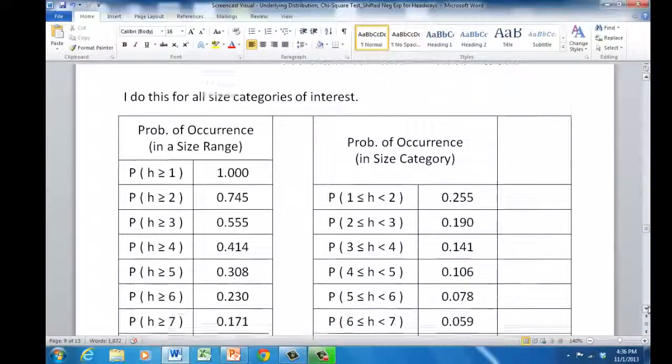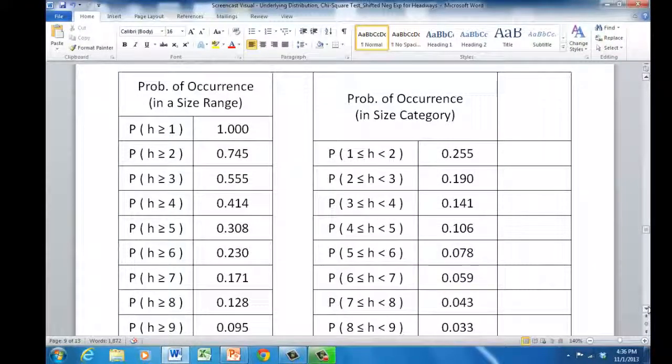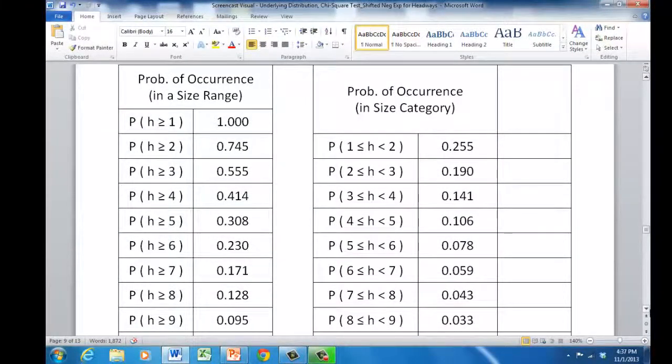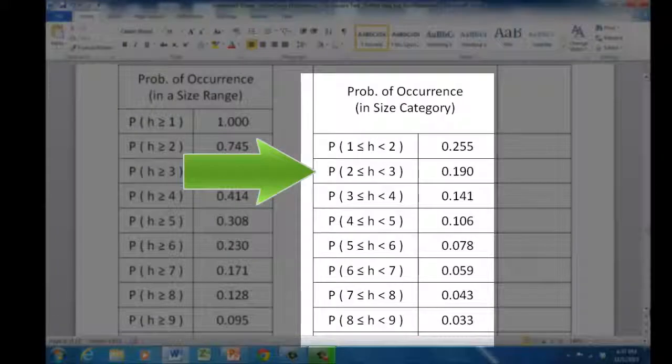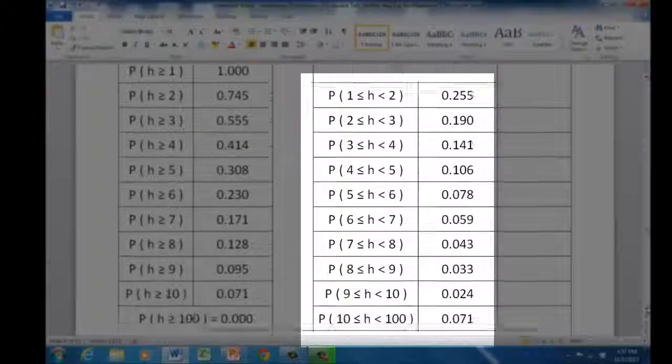The probabilities for each size category are organized in tabular form. Here we find the probabilities of a headway between 2 and 3 seconds to be 0.190 as previously calculated. The other probabilities for each size category are given here.